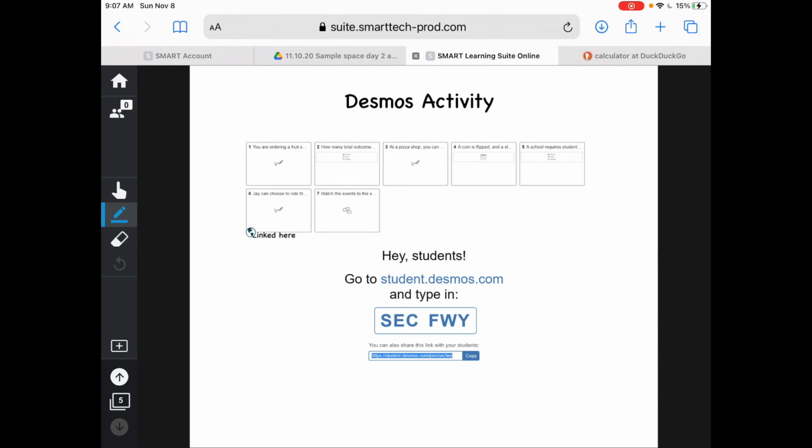So now you have a Desmos activity that you will do. You're going to go to student.desmos.com. Your teacher will have a specific class code. If you are in Miss Cypher's class, you will use this code. If you are not in Miss Cypher's class, you have to reach out to your teacher to get that code that you should have finished in class.